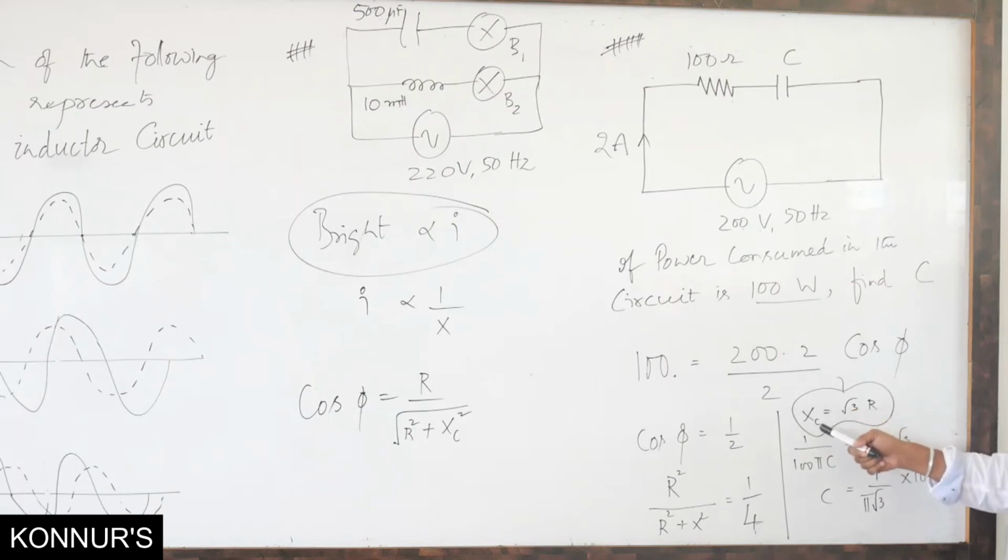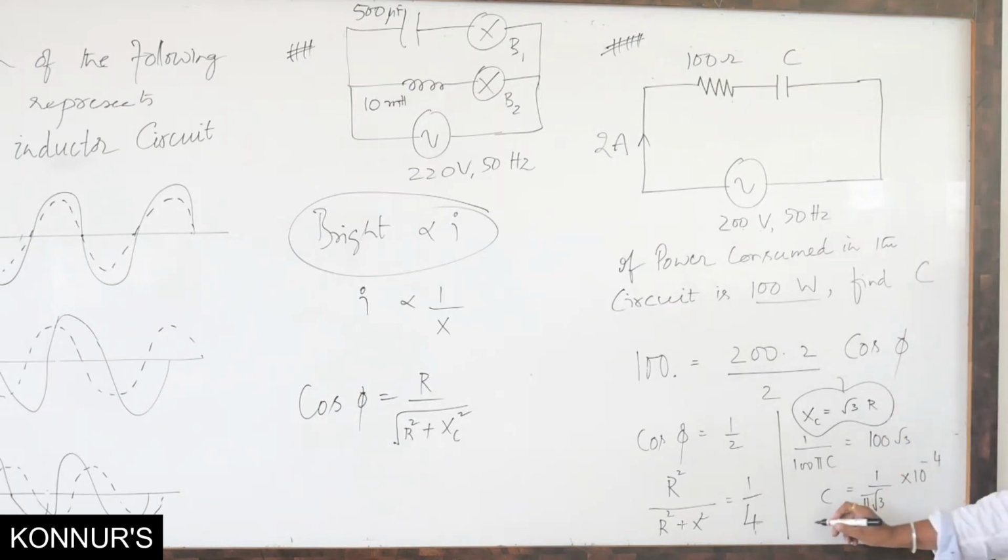Now again, 1 by XC, that is 1 by omega C, is equal to root 3 times R, given in the data to be 100. So the calculation will show you 10 raised to minus 3 by 1 by pi root 3. Maybe options given in terms of pi is also possible. Otherwise, expecting that number, the estimation to one decimal is very important. Now I will do it quickly. If you can catch me, try that.